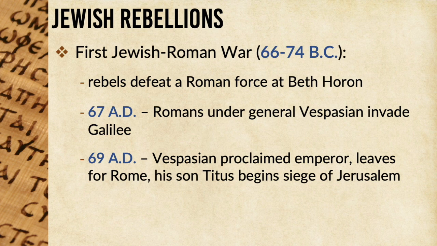So what he does is he leaves his son Titus to begin the siege of Jerusalem. Vespasian has to go back to Rome in order to be emperor. So Vespasian is leading things up to 69. From 69 on, it's his son Titus who's going to be fighting this war. And by the way, Titus is going to be the next Roman emperor after Vespasian.